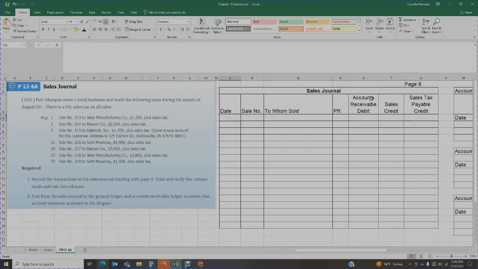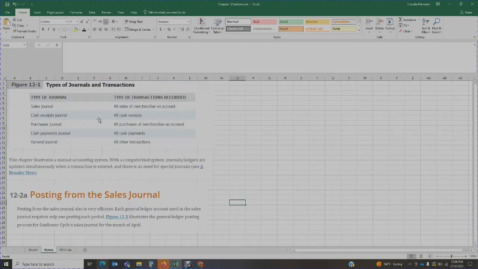Now these are the three accounts that we're going to be recording to when we make a sale on account. Remember, sales journals are only for sales done on account. If a sale was done with cash, then we're not going to record it here. Only for sales done on account, and that is one of the requirements. Remember, sales journal, sales of merchandise on account.